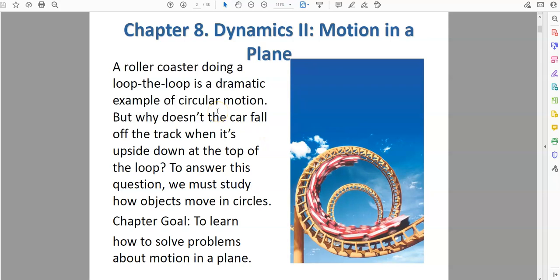Basically, you have experienced centripetal acceleration and centripetal forces, and you experience it all the time. Anytime you turn your car, anytime you're moving in a circle, anytime you're on a roller coaster. So we're going to talk about what centripetal acceleration is and how it affects your motion here.